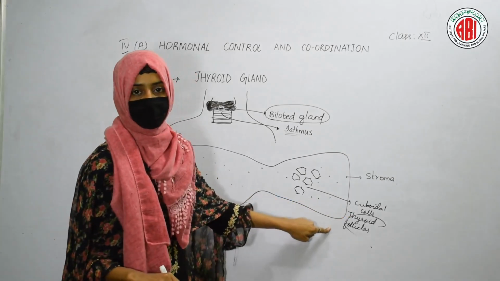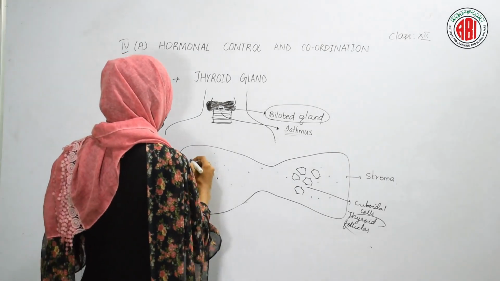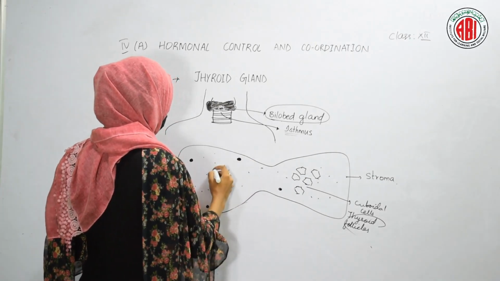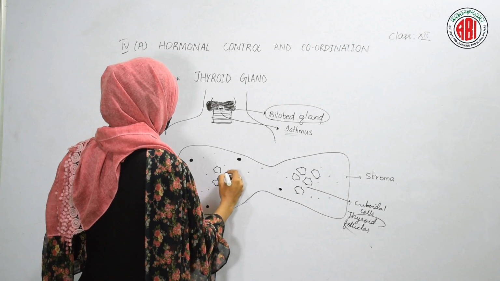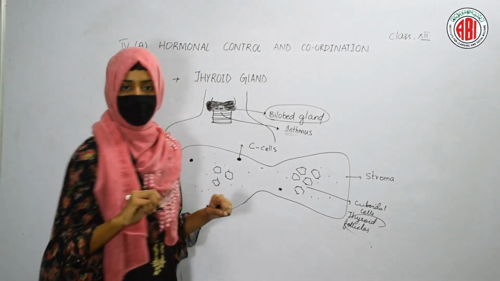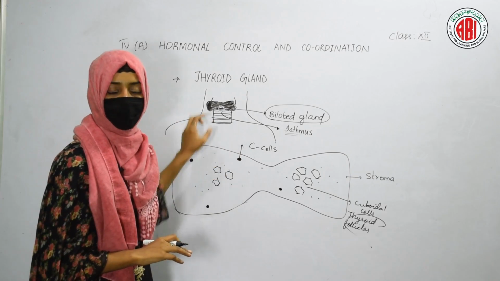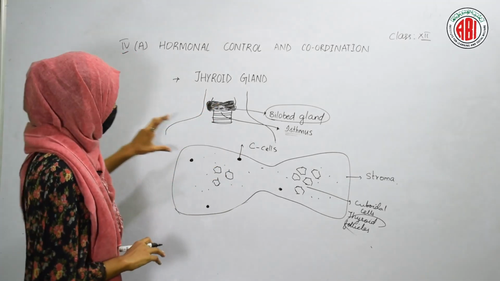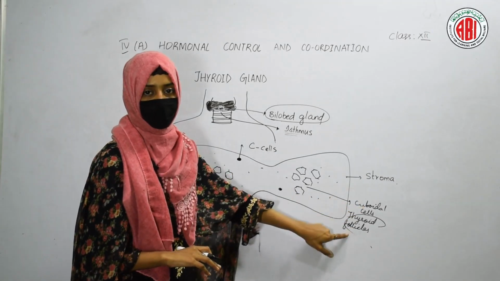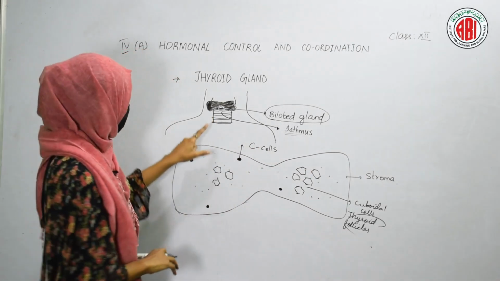So the cuboidal cells which are found in the stroma of the thyroid gland, we call those cells thyroid follicles. Besides these thyroid follicles, you will find some specialized cells in the stroma like this. These specialized cells are called C cells. So here the thyroid gland is present, situated below the larynx. When you look at its structure, it shows cuboidal cells in its stroma, which we call thyroid follicles, and some specialized cells that are termed C cells.